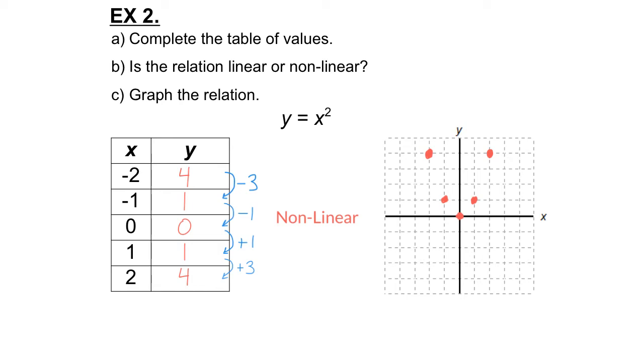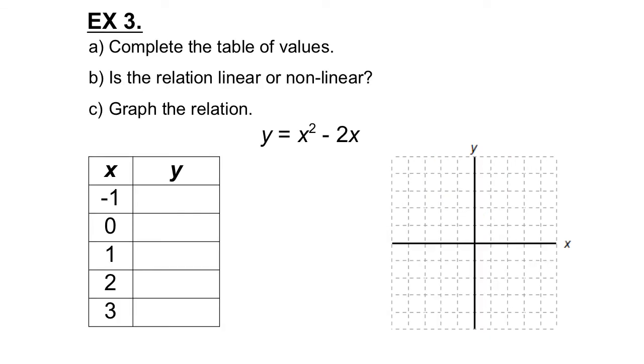This is how it should look. And you can clearly see, because this is nonlinear, you can't draw a straight line through all the points. What you're going to end up with is a curve. Try example 3 on your own. Be mindful of the equation x squared, but then also minus 2x.